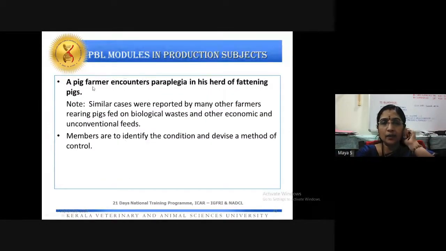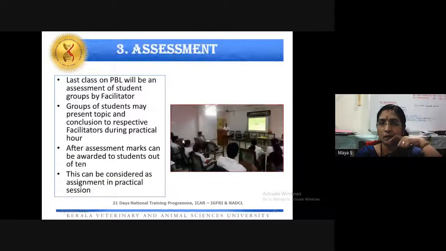Then I'll tell you, if a pig farmer encounters paraplegia, that is a sort of paralysis, in his herd of fattening pigs, that can be a problem given to a set of students. So they have to find out what are the reasons. If it is given to a nutrition student, he will have to fix his learning objective as the nutritional deficiencies which may lead to this paraplegia condition. Or if it is given to a surgery student, he will have to find out the diagnostic methods. Or if it is given to a clinical medicine student, again, it will be dependent upon the diagnosis and treatment. So learning objective again different.